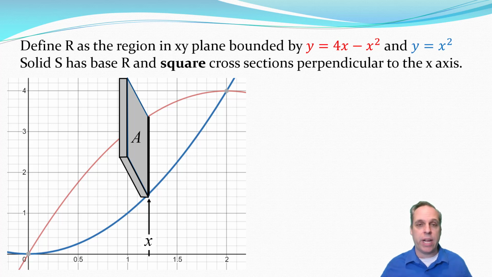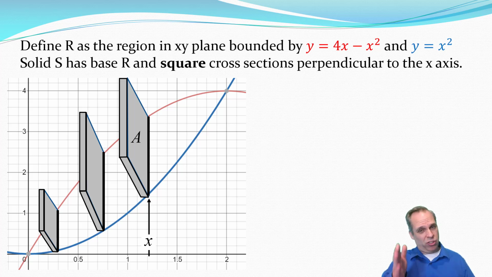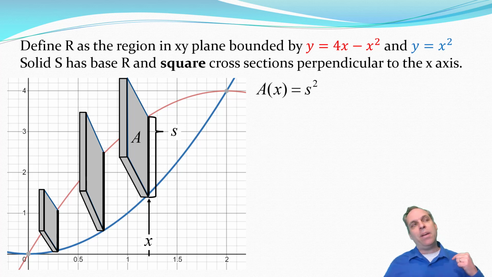Notice if I pick different x values, I wind up getting just different small little slices. So I want to know what's the area of my particular cross section. I want to know what A is as a function of x. Well, the cross section is a square, so if I knew the side s, I could easily find the area, because the area would then be just the side squared. But I need it to be a function of x, not s.